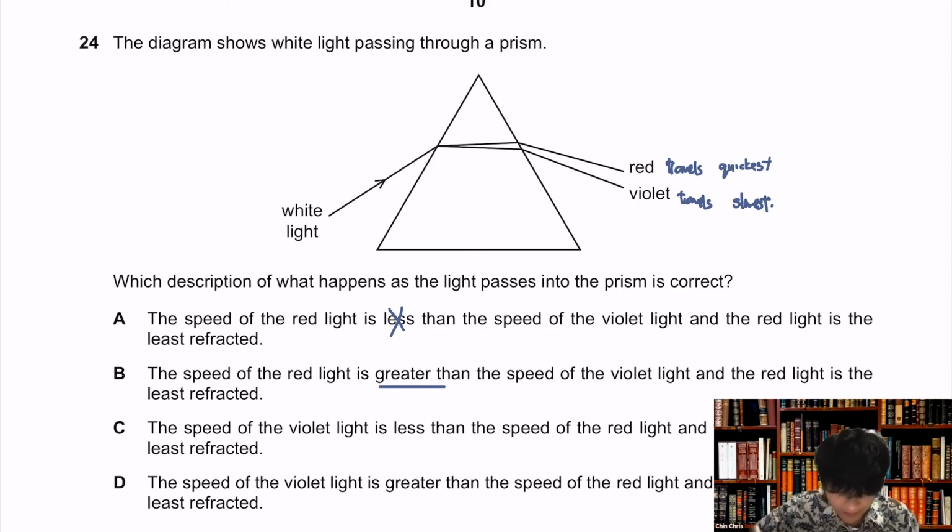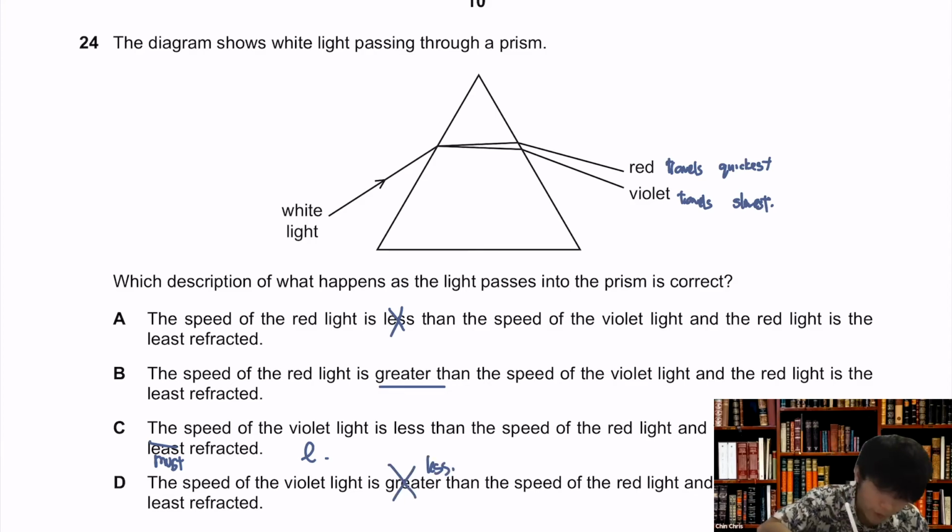The red light is least refracted. Yes, correct, because they travel faster, so they get bent slightly less. The speed of violet light is less, correct. The violet light is least refracted? No, this is more refracted. The speed of violet is greater? That's wrong, it's less. So the only answer is B.